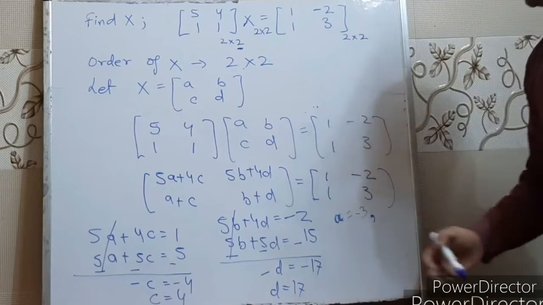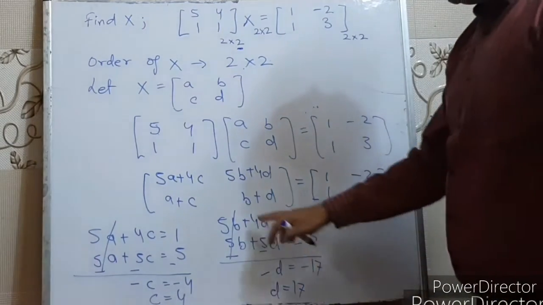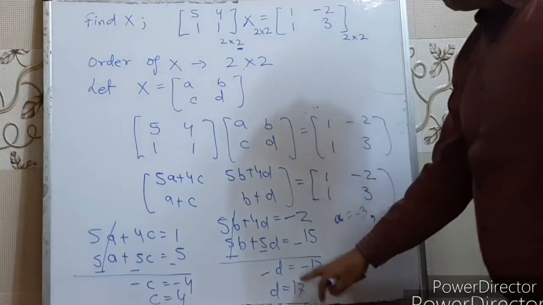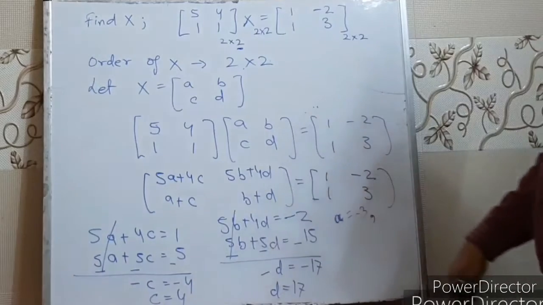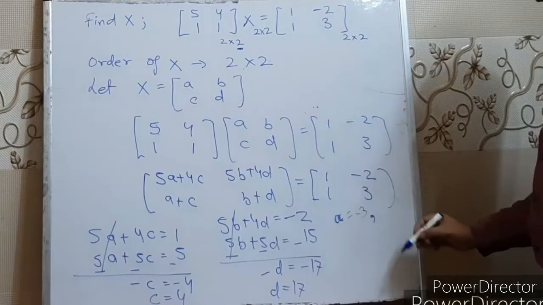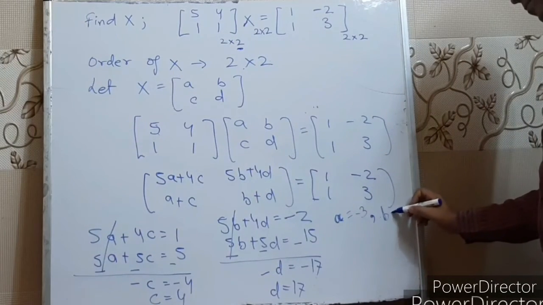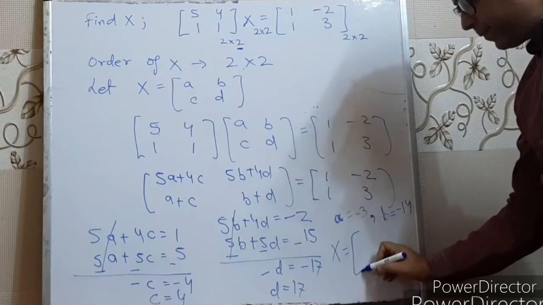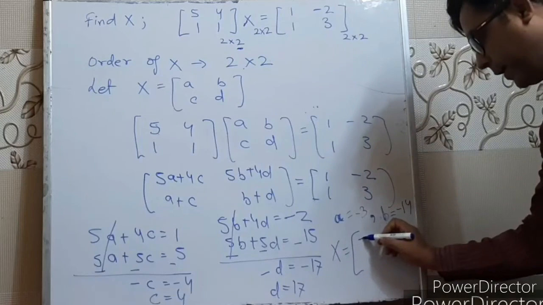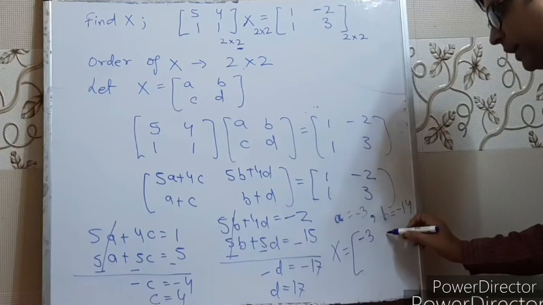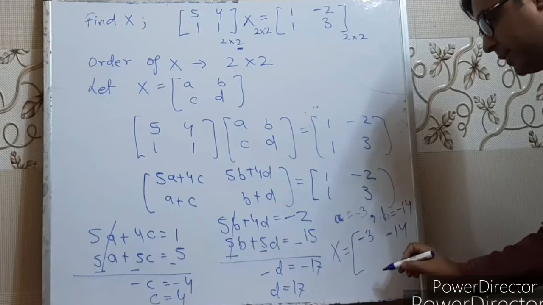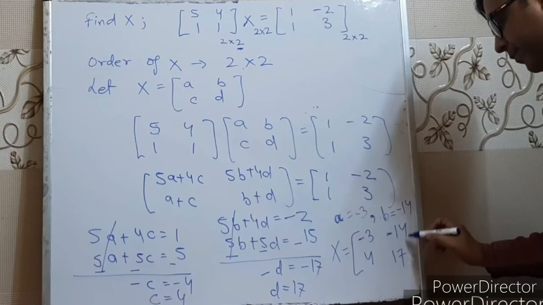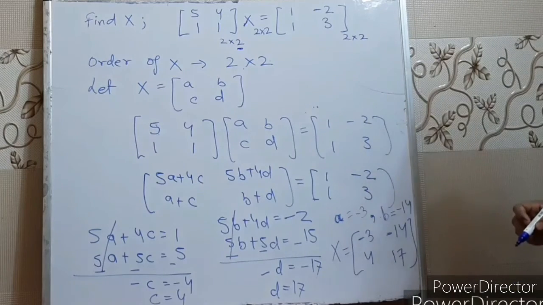The value of D is 17 and B plus D equals 3. When you put D equals 17 in this equation, what will you get? B plus 17 equals 3. So the value of B will be minus 14. So the matrix X will be A minus 3, B minus 14, C 4 and D 17. Understood children? Note down please.